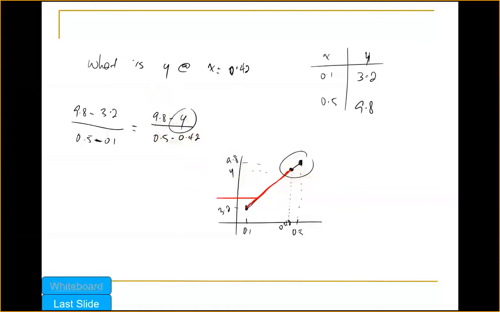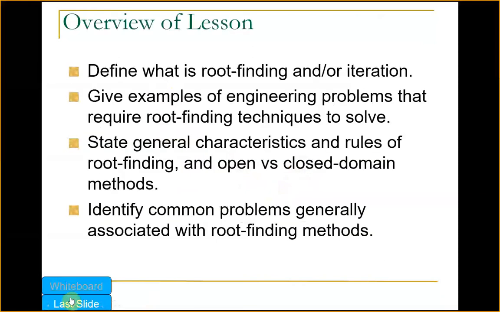But the point is, it's just assuming that the system is a straight line between. Of course, if it's not a straight line, it will take some time to get the answer. But if it actually is a straight line, then false position will get you to the answer immediately. Alright?